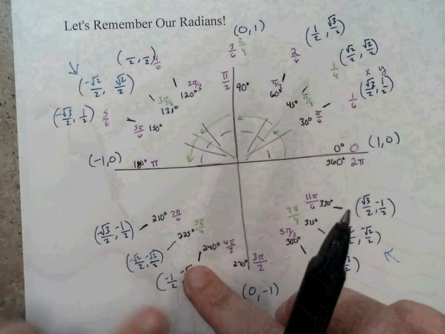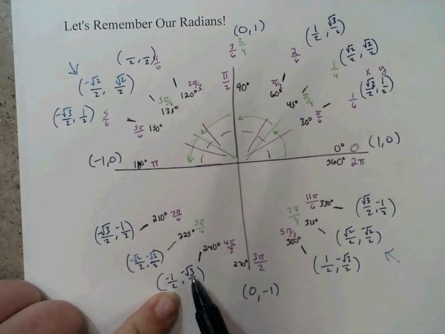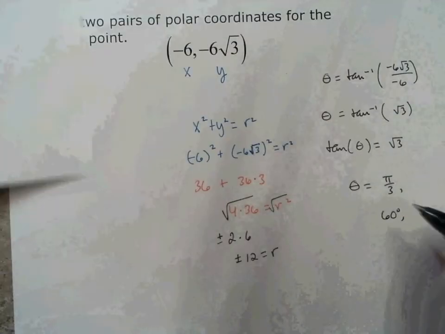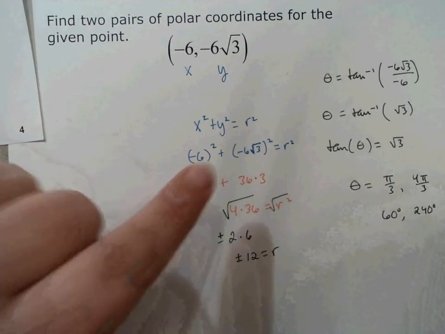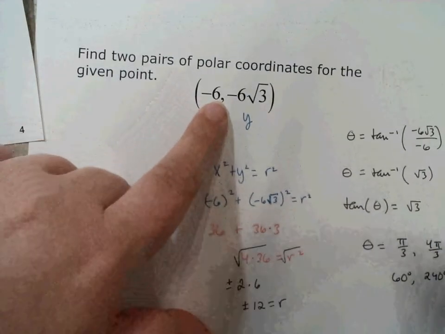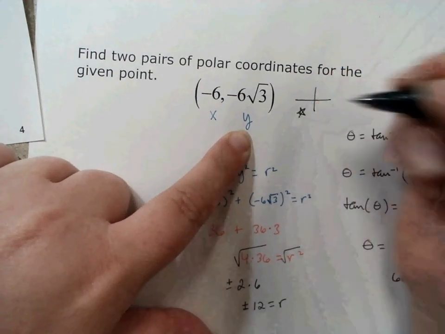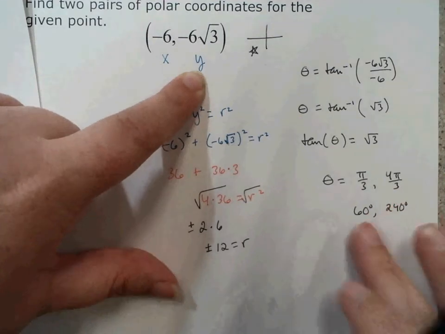And the only other one between 0 and 2 pi would be across, right here. Y divided by x, negative square root of 3 divided by negative 1 is positive square root of 3. So we're talking 4 pi over 3 or 240 degrees. So then the question is, what quadrant are we in? This coordinate point is a negative x and negative y. Negative x, negative y. That puts me in the third quadrant.